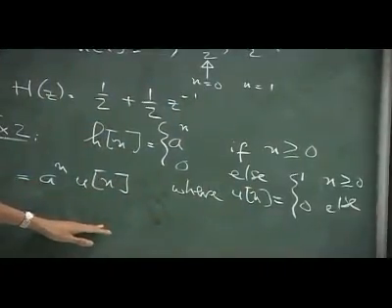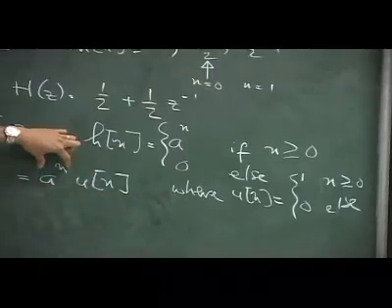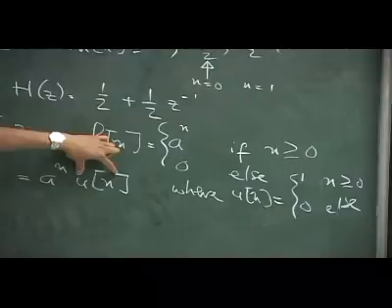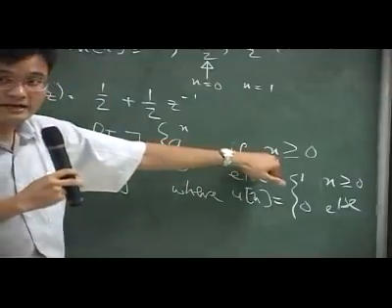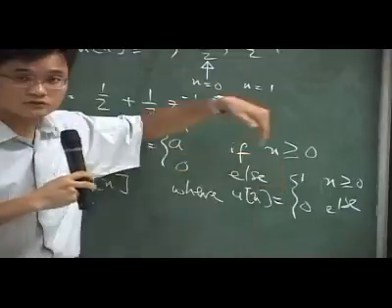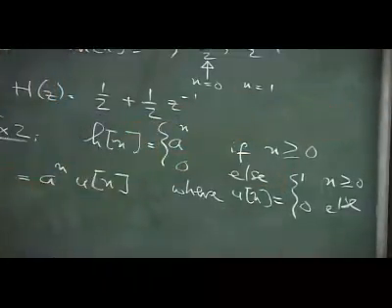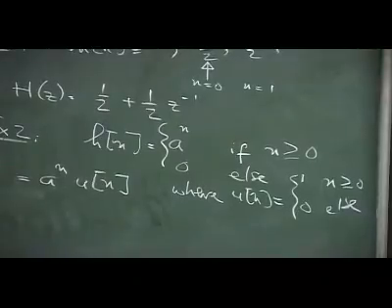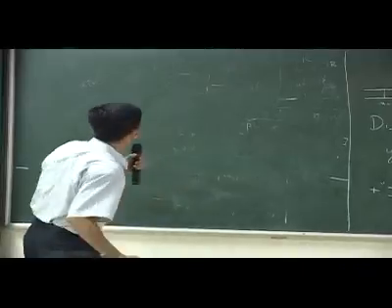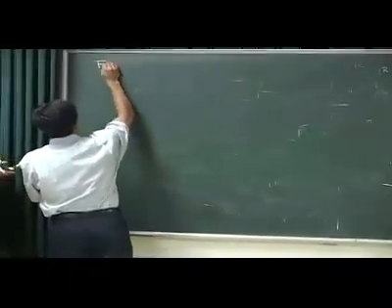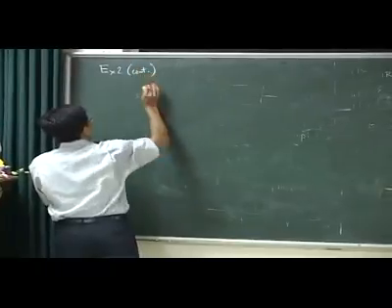So in this signal, you see that I have this a to the n, and I simply multiply with this cutoff signal, which only lets the signal through from n equals 0 towards infinity. Okay? So I have that signal. Now let's see what is the Z transform of that signal. So example 2, continued.